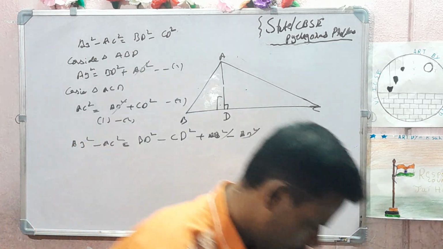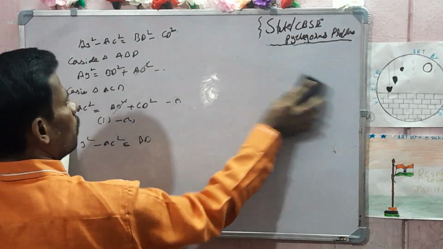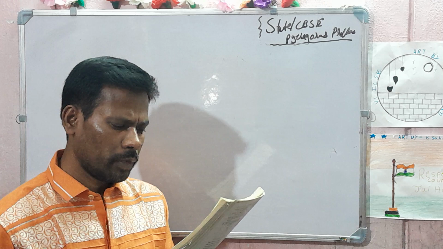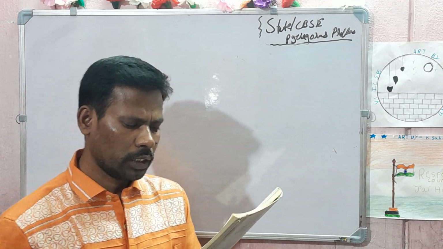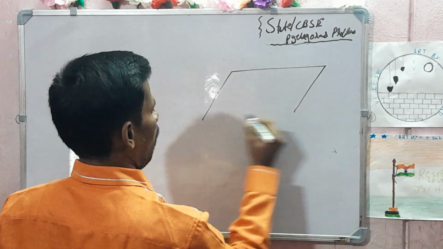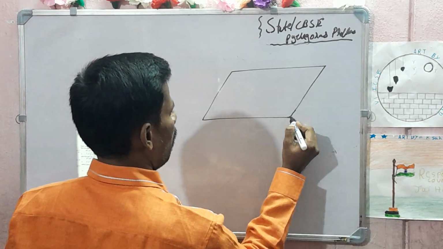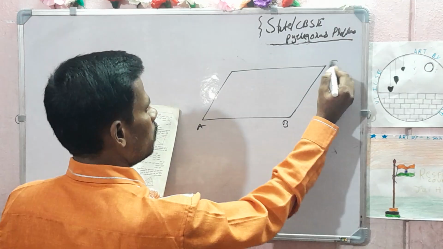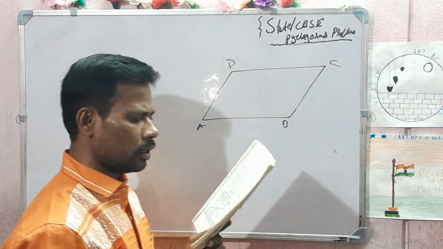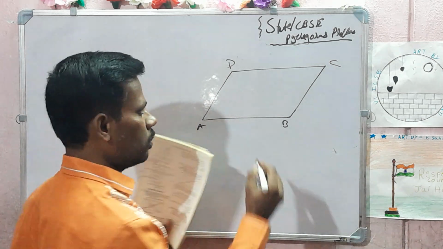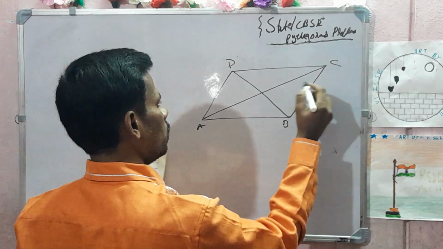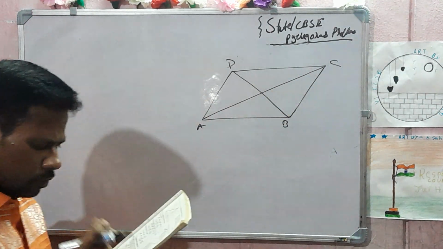Now another problem. This is a typical one. ABCD is a parallelogram, and AC and BD are its diagonals.